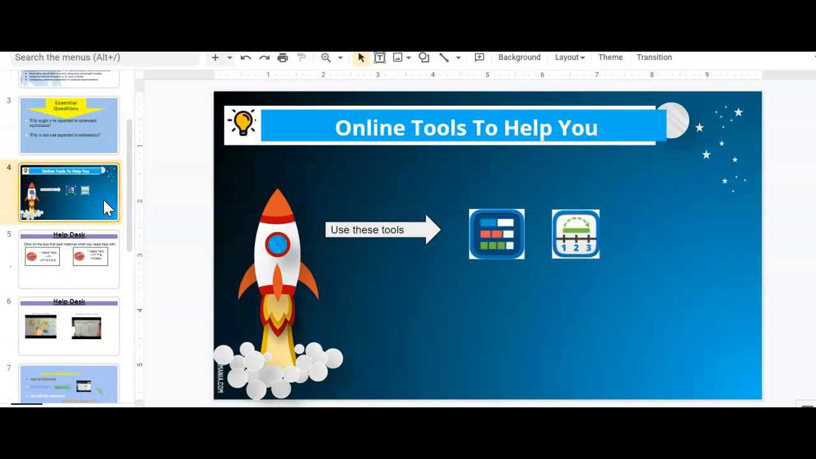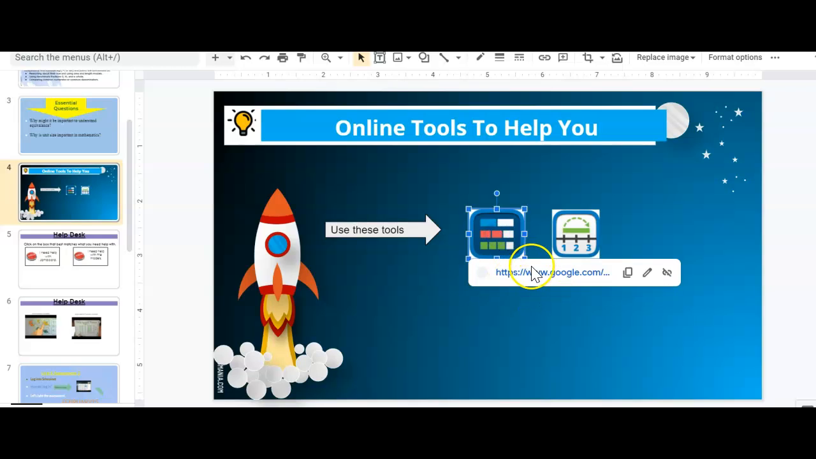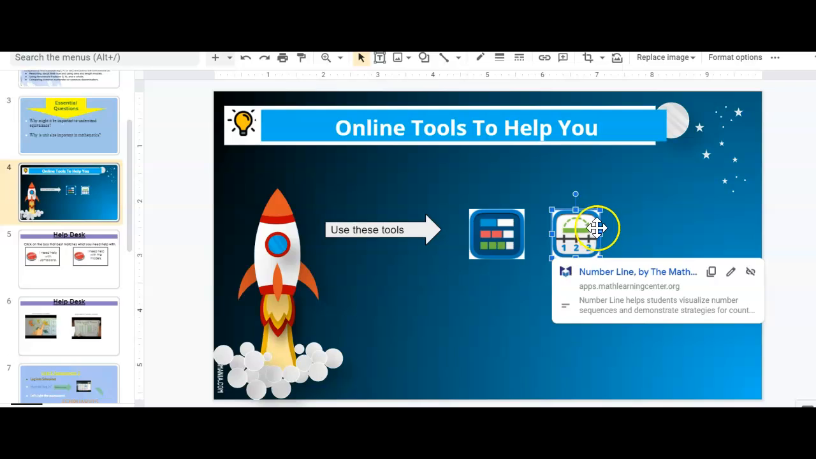Now, I've included on these slides some online tools for you to be able to use that we've been practicing with throughout this unit. And here we have a fraction bar online tool that you click on, you can bring up in a different tab on your computer, and also here's the number line one that you can click on. So we've been practicing with both of these all in the last few weeks throughout our fractions.